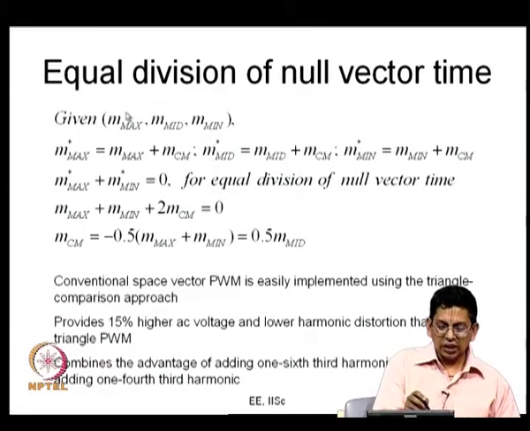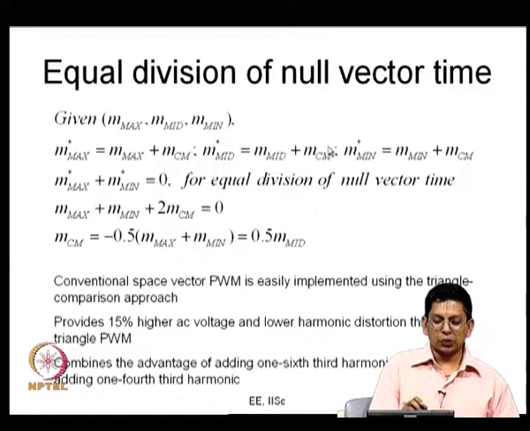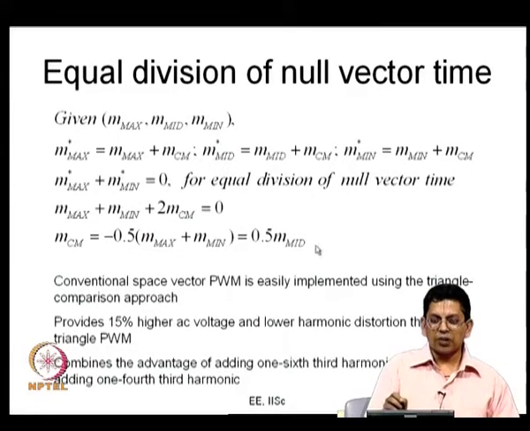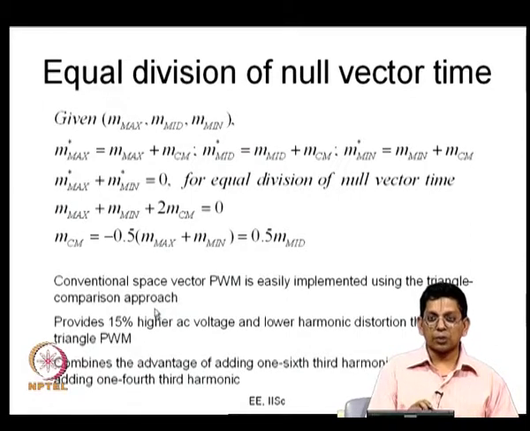So, if you want the division of null vector time to be equal between the two 0 states, what you need to do is add a common mode component which is simply 0.5 times M mid. And this is what I have said before, that if you want to implement conventional space vector PWM, rather than starting from the other end, that is, you start with a revolving voltage vector and sample, and then use the sample and calculate the times.